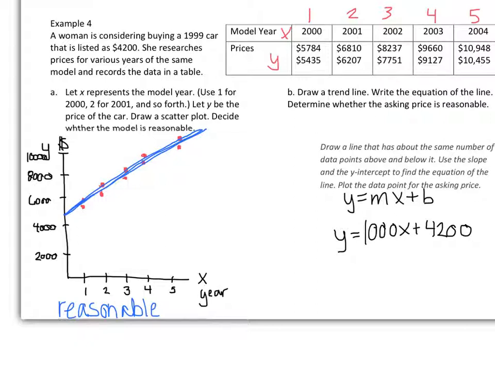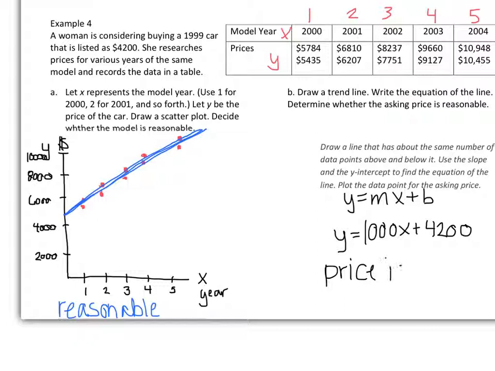Now, determine whether the asking price is reasonable. Remember, what year car is she wanting to buy? 1999. So on our graph, what would that be at? 0, right? Because this is 2000, 2001. So 0 is going to be our 1999. So is that 4,200? That sounds reasonable, right? We actually think that's where the graph is hitting. So I would say the price is reasonable.